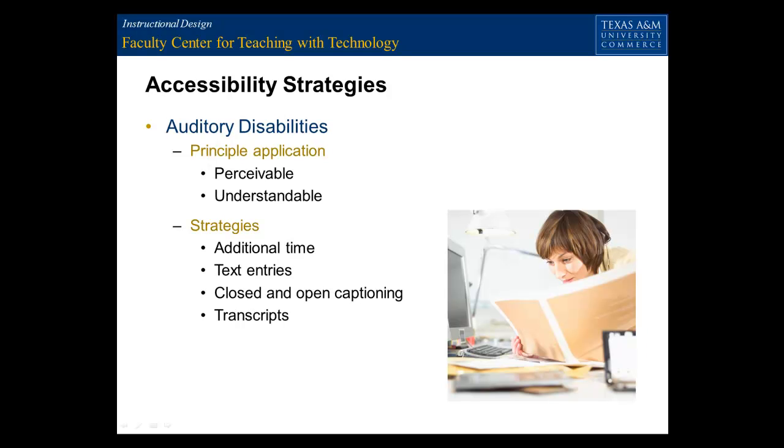Auditory disabilities are divided into 2 general categories: deaf and hard of hearing. Deaf individuals have little or no functional hearing. Hard of hearing individuals have milder hearing loss. There are also individuals who may have an auditory processing disorder, APD, which causes difficulty in processing verbal information.